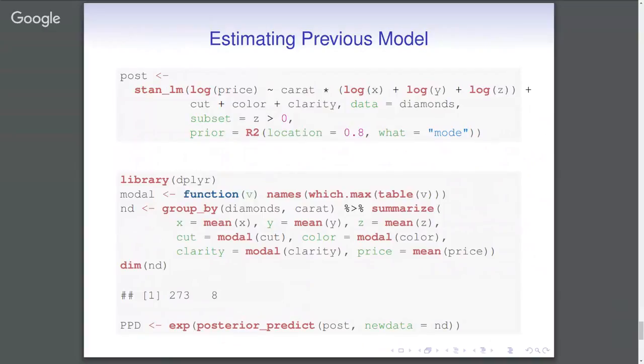I did it on the log of price. I did the interaction between the number of carats and the log of all the 3 dimensions of the size, added dummy variables for the cut type, the color, the clarity, etc. And I put in a prior mode of 0.8 for the R squared.